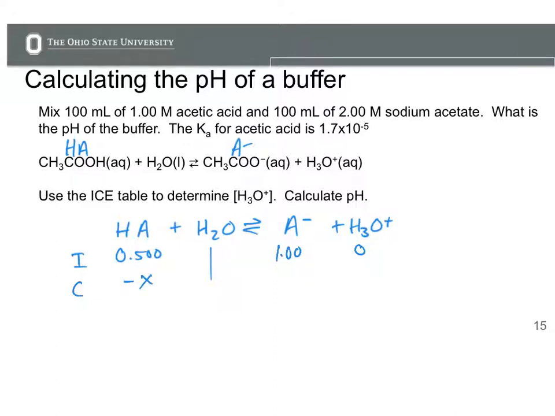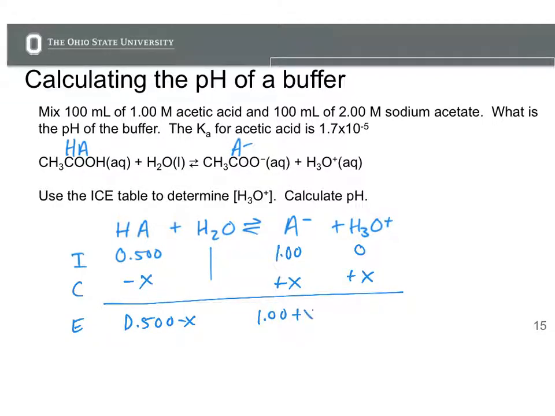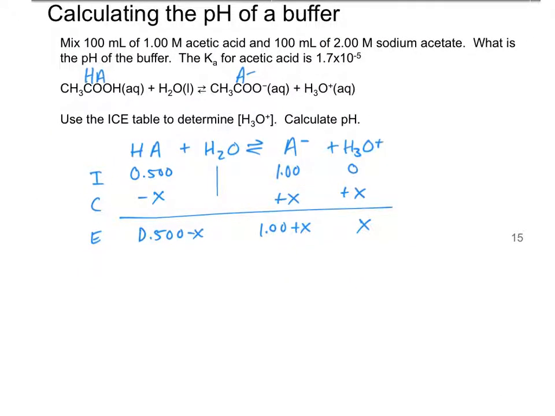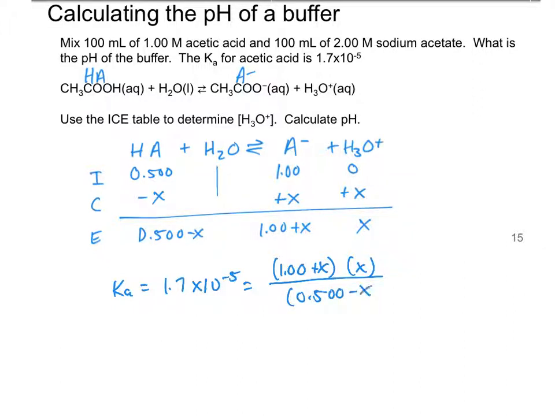The change, we know we're forming products. We're going to have minus X for HA, plus X for A minus, and plus X for H3O plus. So at equilibrium, we'll have 0.5 minus X for HA, 1 plus X for A minus, and X for H3O plus. And so we can set up our equilibrium constant expression. Ka equals 1.7 times 10 to the minus 5 equals 1 plus X times X divided by 0.5 minus X.